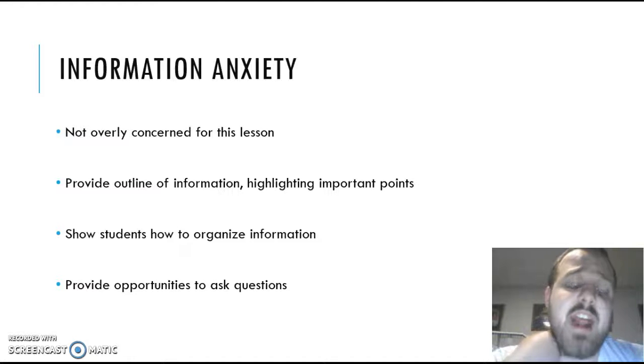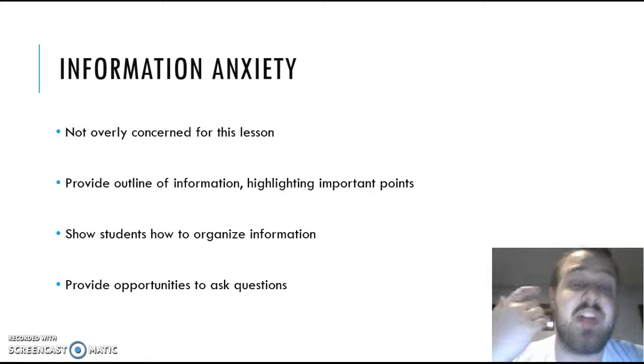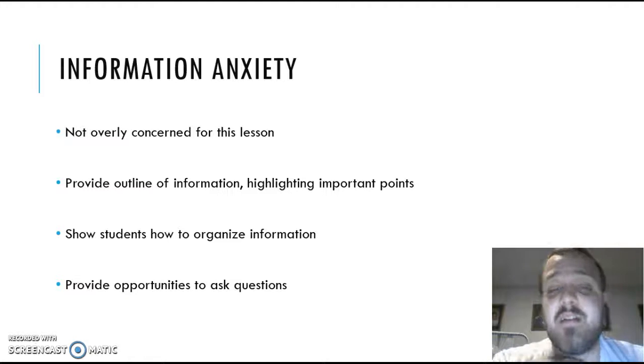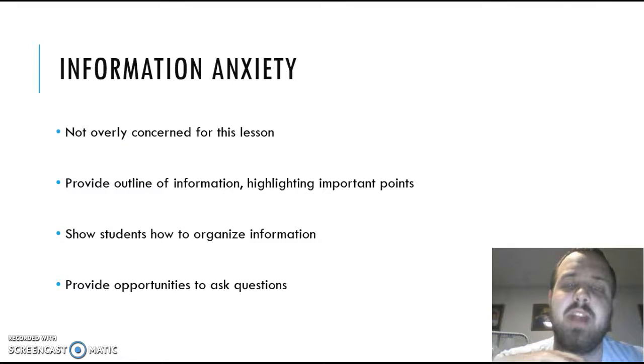For information anxiety, what are some of the things I think I can use to prevent it? For this lesson in specific, I'm not that concerned about information anxiety. This is just a specific topic, and it's not very big, and the collaborative piece is more of an exploration to bring into what we're going to be talking about.